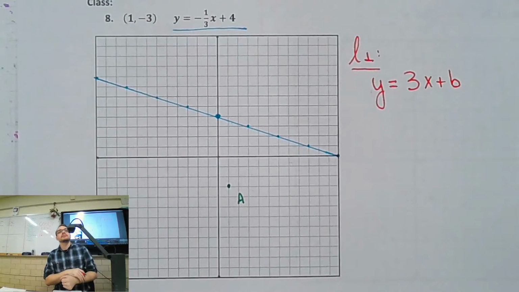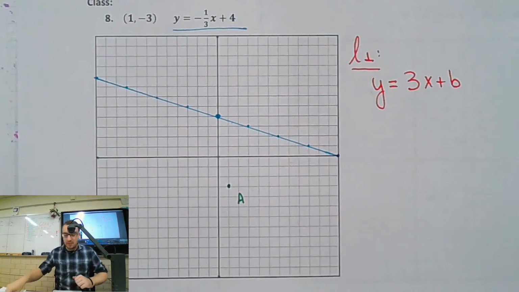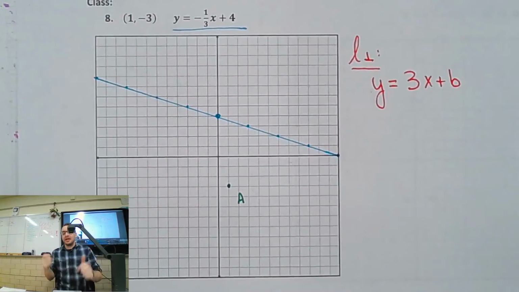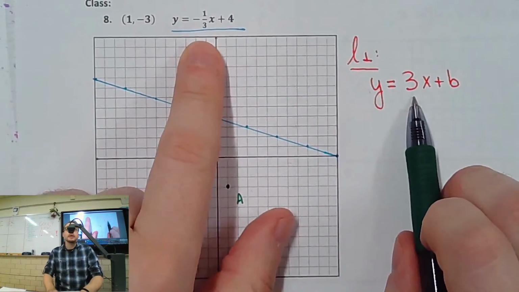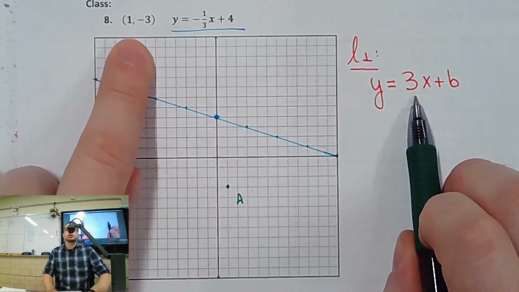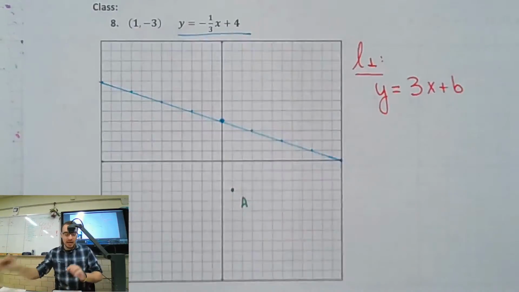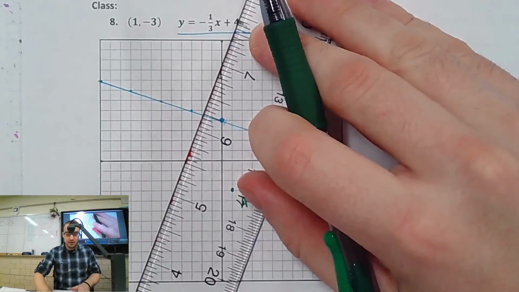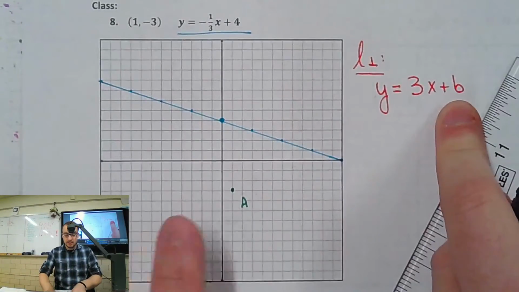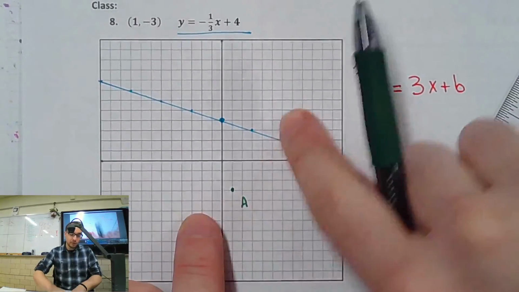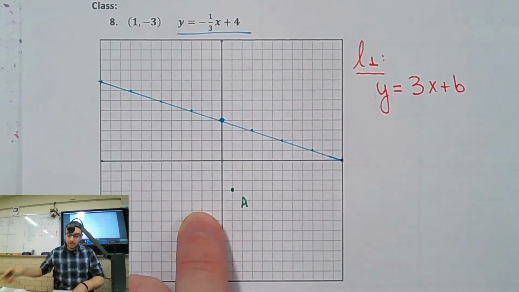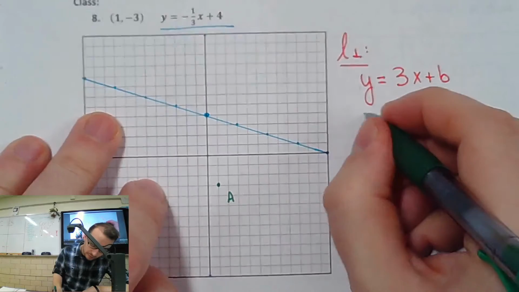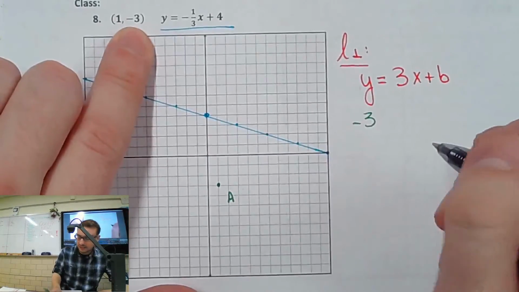Now I'm going to find b by plugging in my point, because I want the line that's not just perpendicular, because this will be, but I also want the one that goes through 1, negative 3. There are lots of lines perpendicular to this one. I can draw lots of them. The thing that's going to set this apart is the b value, because that's going to make it go through A. So let's plug in our point: negative 3 for y, because that's our y value.